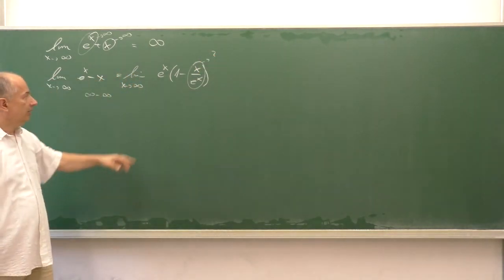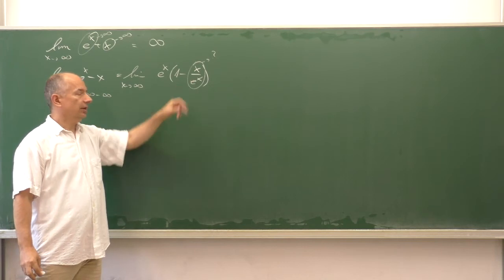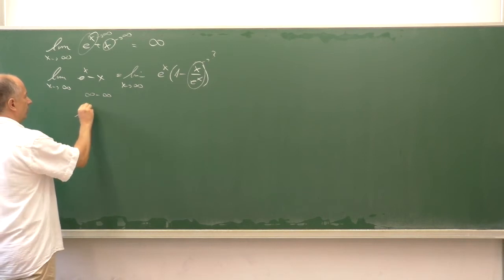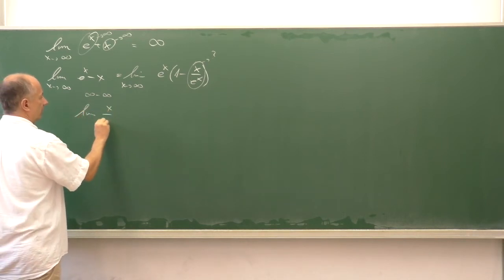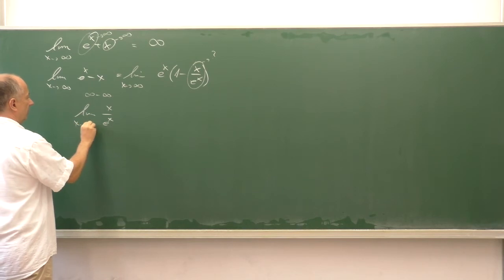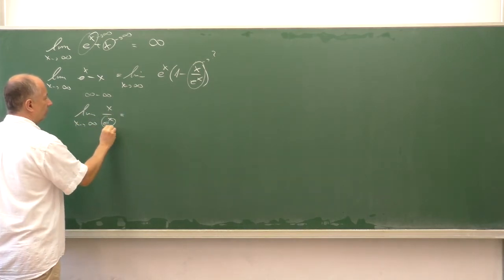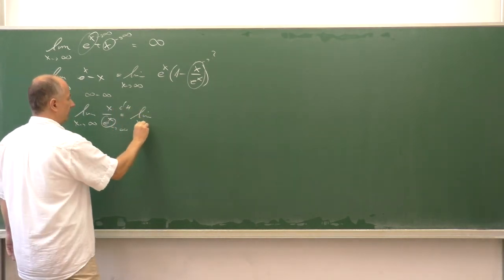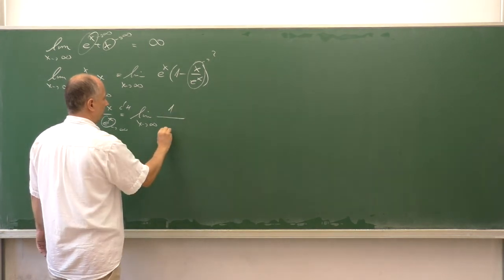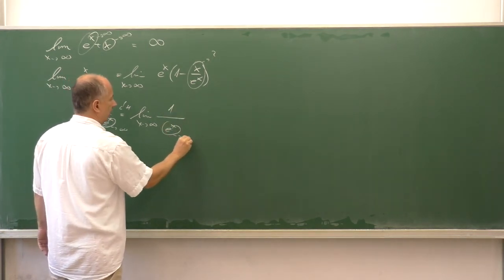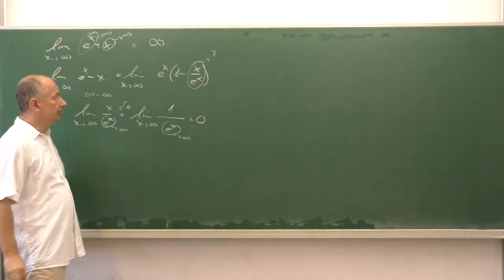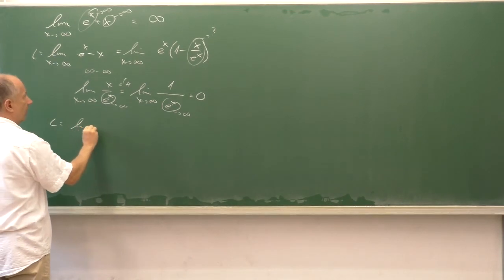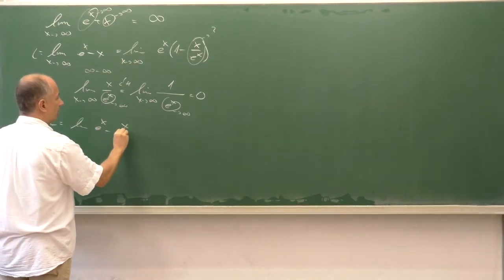We know already that exponential is faster than any polynomial, so we expect this to be 0. Let me compute this in more detail. Limit x divided by e to x, with x going to infinity. This goes to infinity, so we can try the L'Hopital's rule. And we have limit for x going to infinity, 1 divided by e to x, and 1 divided by infinity is indeed 0.